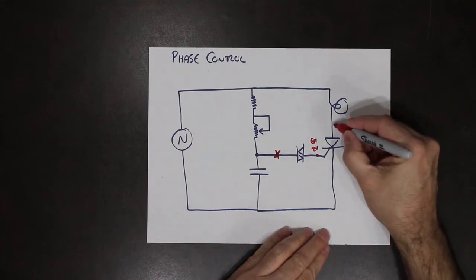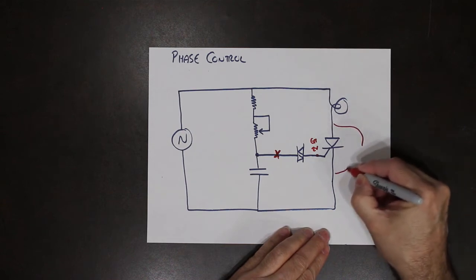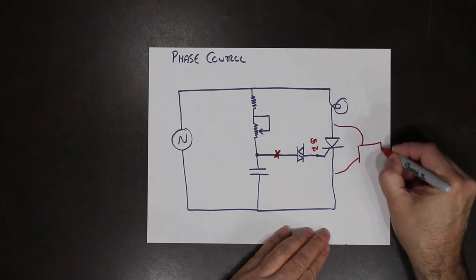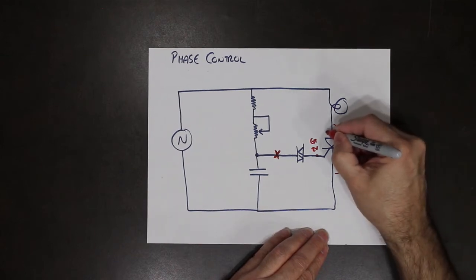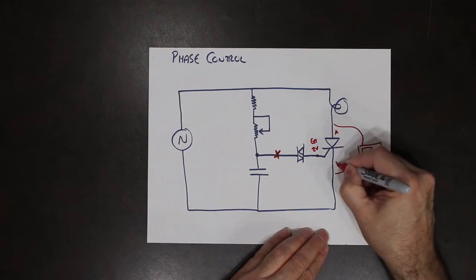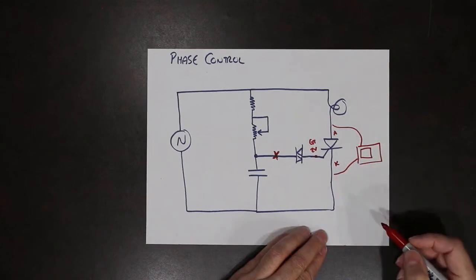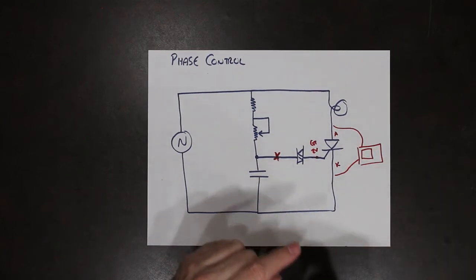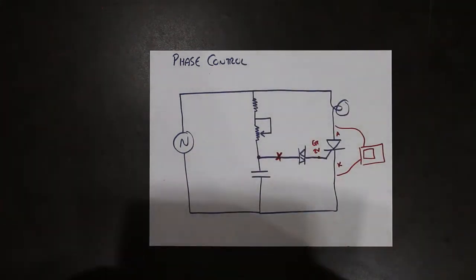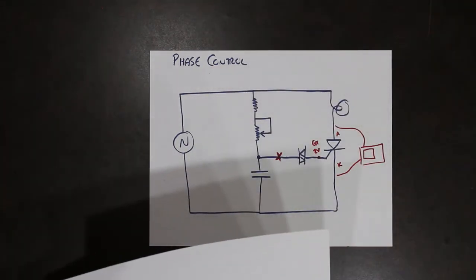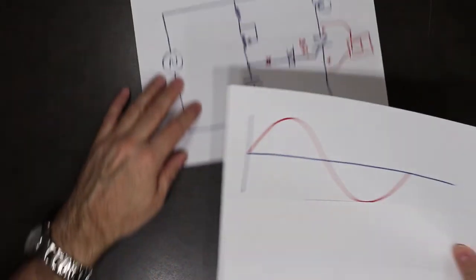So, again, if we are going to put on a scope and monitor the waveform from anode to cathode. So the input is a typical sine wave.